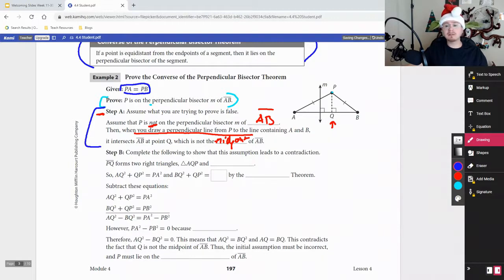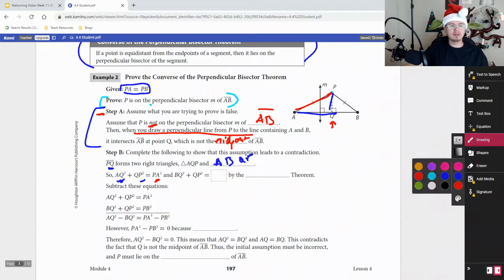Step B, now complete the following to show that this assumption leads to a contradiction. Love contradictions. The line segment PQ forms two right triangles, triangles AQP and BQP. Alright, so now we got to pull out Pythagoras. So AQ squared plus QP squared is equal to PA squared. We with that? That's just applying the Pythagorean theorem. And now, if we continue that logic, BQ squared plus QP squared is equal to PB squared, by the Pythagorean theorem.